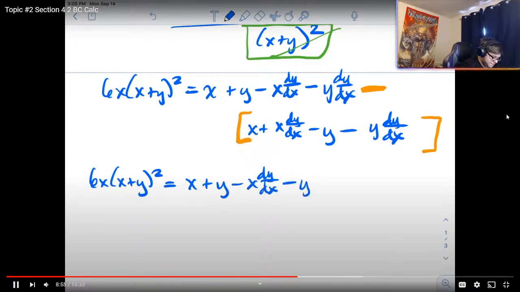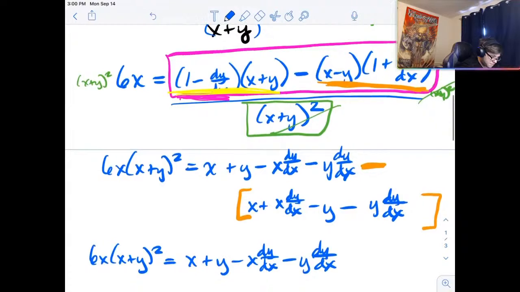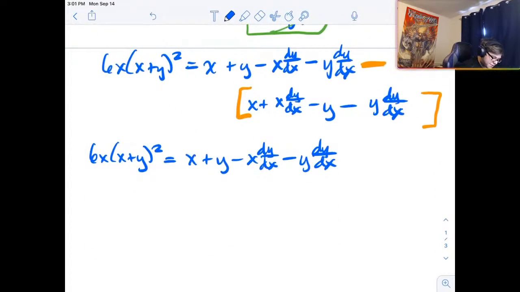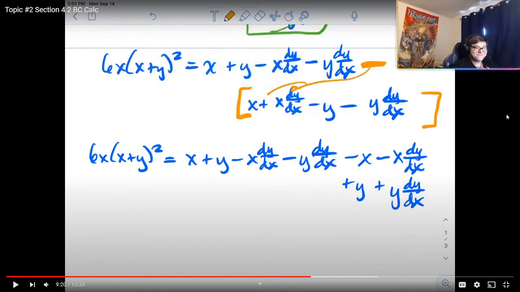Stuff here. And as I distribute that subtraction sign, I'm going to rewrite that stuff as well. So I get, let me just double check something. Good. So as I distribute, I'm going to get minus x dy dx plus y dy dx. So again, that was this subtraction sign. We love the quotient rule. It's just being applied to all of these things, okay?